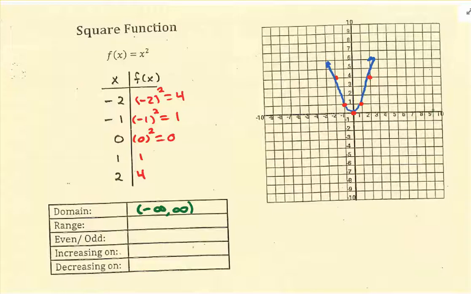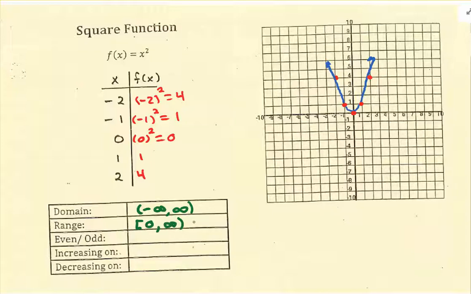As for the range, there is a smallest y value present on the graph, and that smallest y value is 0, and it's going to be included, so bracket 0. And because either half of the graph is shooting up to +infinity, all the y values starting at 0 and going up to +infinity are being used to produce the graph. So 0 included, comma, infinity.